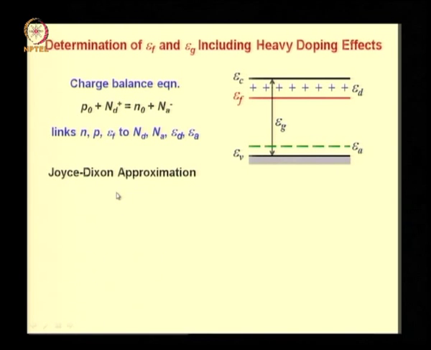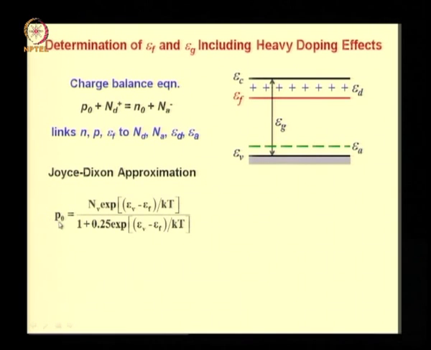Let us see how. Now we discuss the Joyce-Dickson approximation to the Fermi-Dirac statistics. According to this approximation, the hole concentration is given by Nv, which is the effective density of states in the valence band, into exponential of Ev minus Ef by kT divided by 1 plus 0.25 exponential Ev minus Ef by kT. The Boltzmann approximation is p0 equal to the numerator part of this expression.